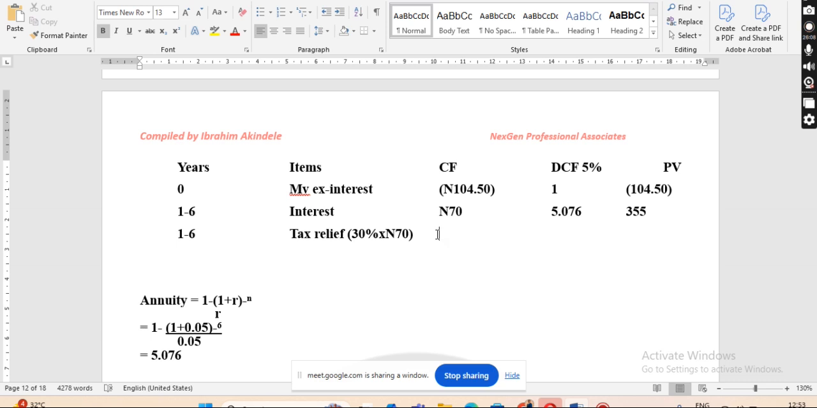Figure 21, sir? Okay, 21. So this will be deducted from the interest rate so that it will reduce the interest. Tax relief means that something will reduce the interest. It's 21, right? Okay.